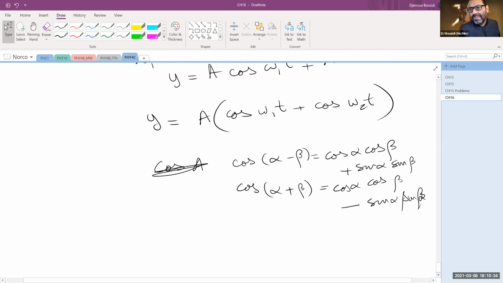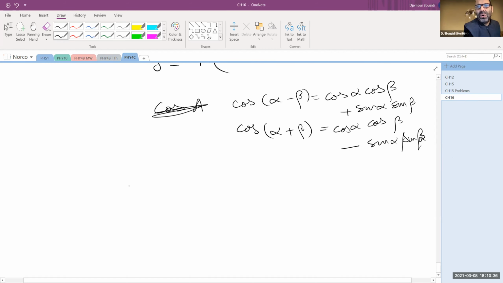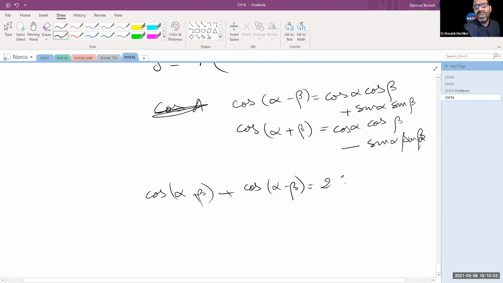So if I do cosine of alpha plus beta plus cosine of alpha minus beta, I'm trying to get some identities in here. If I add these two, it's going to be just twice this one because the sine terms will cancel. So if I add them side by side, it's going to be twice cosine alpha cosine beta. This is another trig identity that is probably worth remembering, but I can derive it easily from this trig identity.